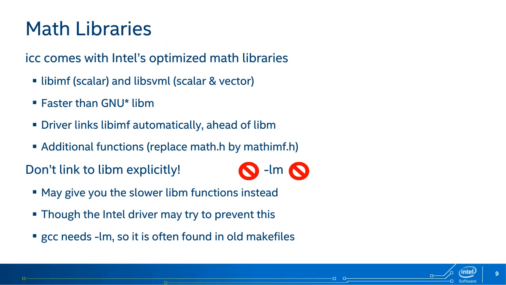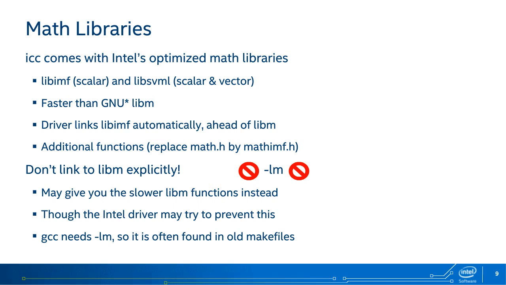The Intel compiler comes with highly optimized math libraries, and here I'm not talking about MKL, but rather the math library functions included in the compiler itself, like libimf for scalar versions or libsvml for vector or scalar. Note that the driver links these libraries by default, so you don't need to specify them explicitly. And it is better to avoid explicit libm linkage to avoid using slower libm functions.